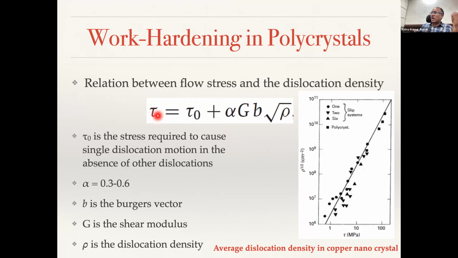So the shear stress or the flow stress is represented by tau naught plus alpha G b square root rho, where rho is the dislocation density. As you increase the dislocation density, you will see that the flow stress increases. What is the reason? Because if you have more dislocations, the probability of these dislocations interacting with themselves as well as with the neighboring grains or the grain boundaries is much, much higher. And as a result, you will see the flow stress increasing as you increase the dislocation density. Okay?